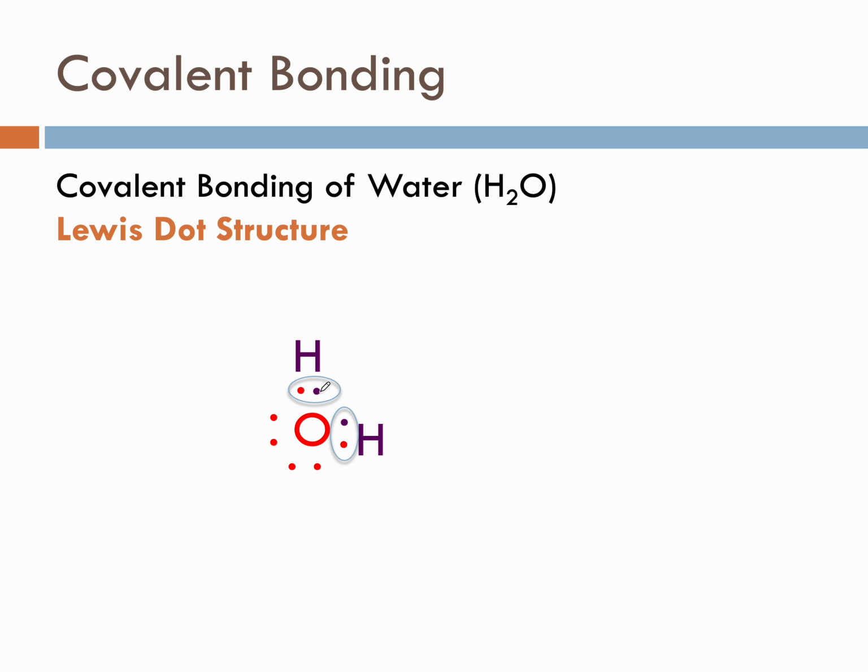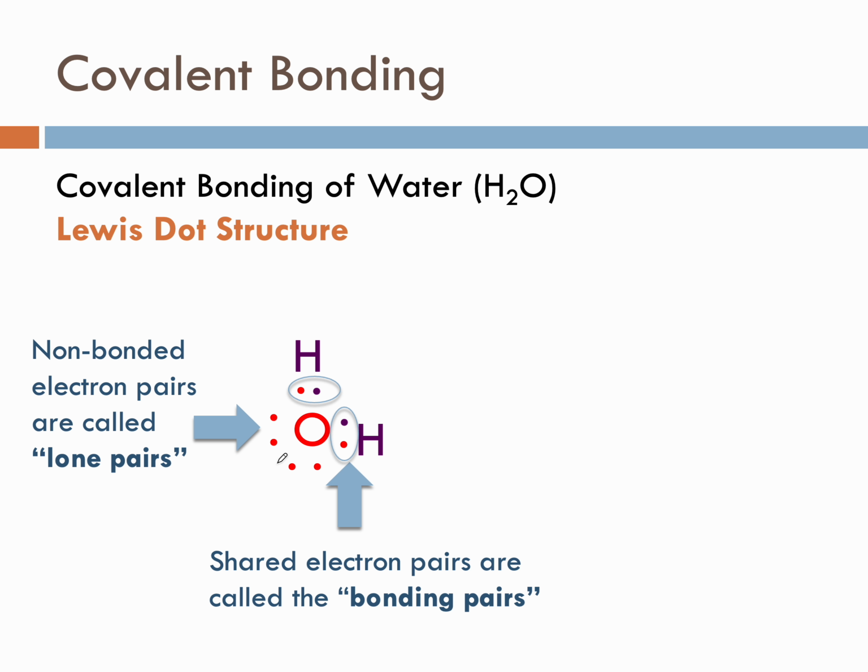So each of those shared pairs, they're called the bonding pairs. These ones over here are called lone pairs, and they actually are important too. They influence the shape of these structures. And as we're going to get into a little bit later, the shape really matters for polarity, which is how negative and positive different parts of your molecule are. Water is a polar molecule, and it wouldn't be without those lone pairs, so they're pretty important.